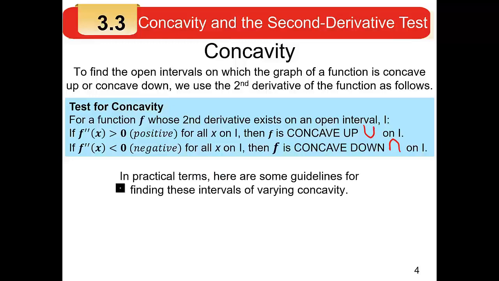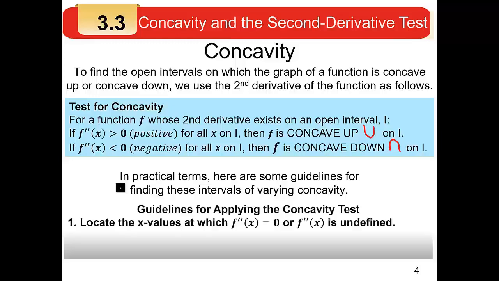In practical terms, I'm going to give you some guidelines that will help you in solving problems. First of all, you'll want to locate the x values at which the second derivative is either 0 or undefined. Think back to when you were doing increasing and decreasing. You were doing that with the first derivative. Now you just extend that same procedure to the second derivative, where the second derivative is 0 or the second derivative is undefined. Then you'll use those x values to determine the test intervals. Again, think back to when you did increasing and decreasing intervals. That's exactly what you did.